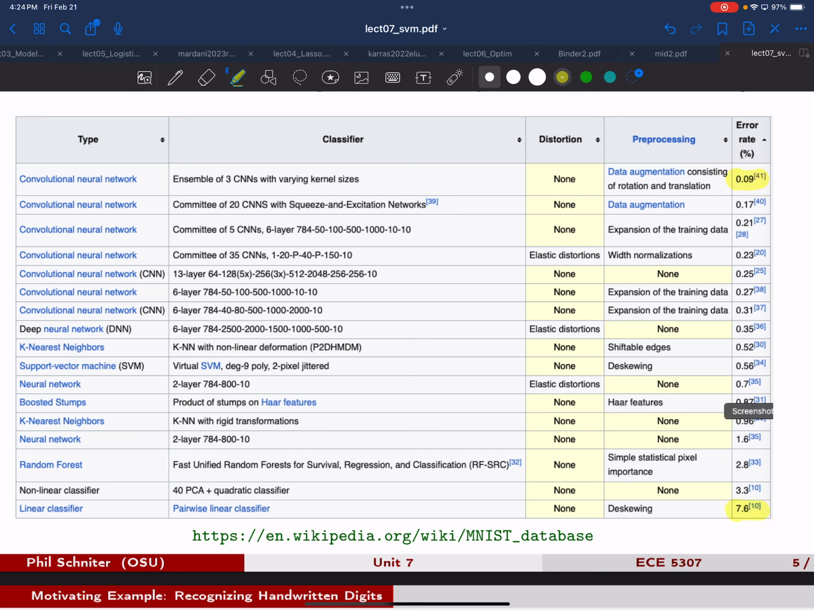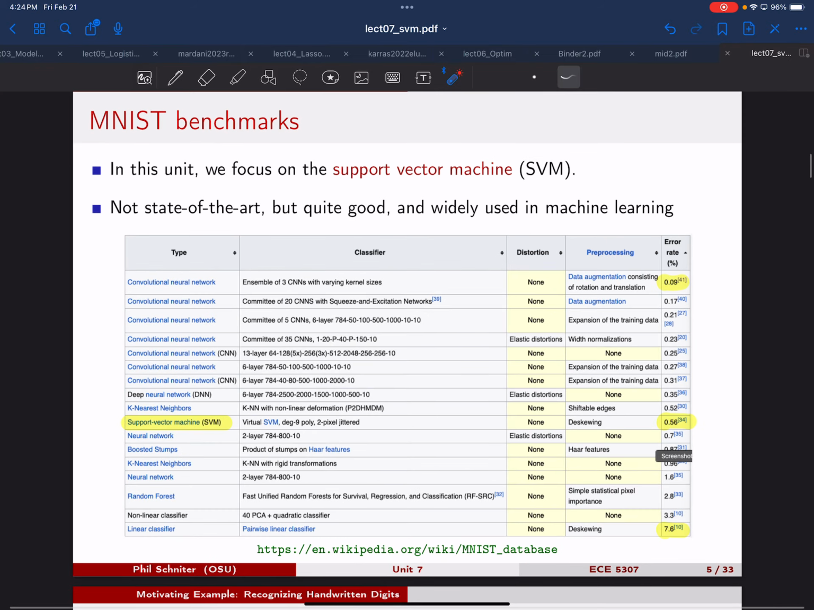But the reason I'm bringing this up is that in this unit, we're going to be working on support vector machines, and although these are certainly not state-of-the-art by today's standards, they're pretty good. You can see this is 0.56, so way better than this linear classifier down here. So this is sort of a partial motivation to learn about these methods. And before neural networks got popular, these were at some point state-of-the-art, maybe in the 2000s, somewhere in there. This is what people were excited about. So that's sort of what we're going to be focusing on.